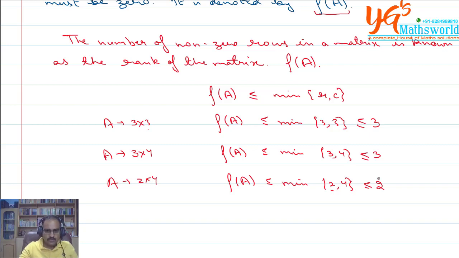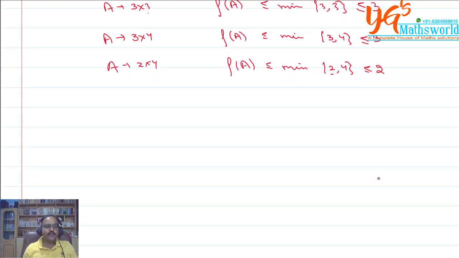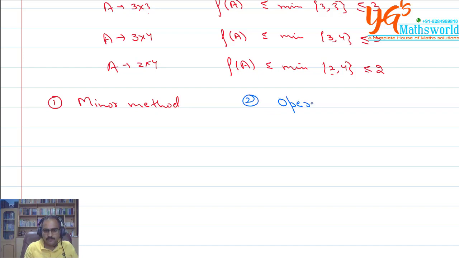Okay. So now, when we are going to find the rank of a matrix, there are two methods. One method is known as the minor method, and the second one is known as the operation method or elementary transformation method. Okay, these are the two methods. We will be discussing both methods one by one. So starting with the minor method.